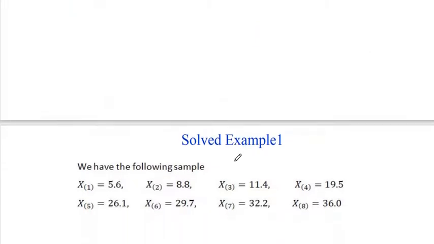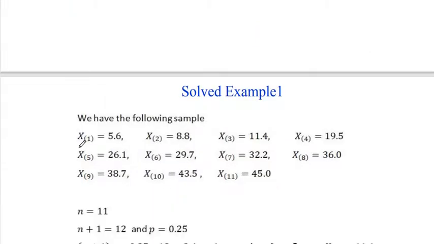First I arrange the values in ascending order, that is, lower order statistics and higher order statistics. Here n is 11, so I have 11 values, 1 2 3 4 and so on. Now my n is 11. What is the formula? First we need to find n plus 1.